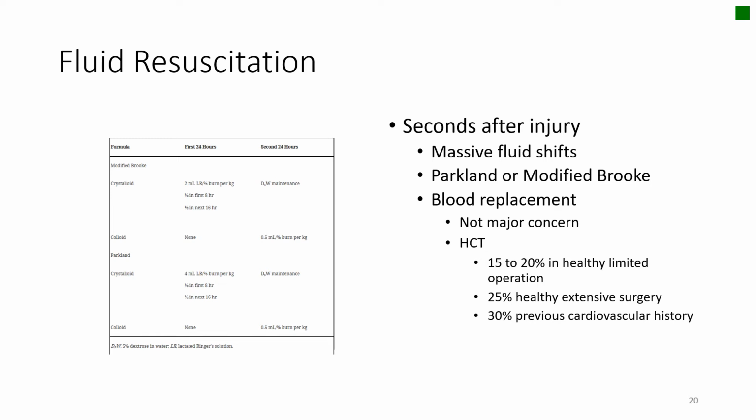Usually blood replacement is not a major concern unless there are other issues going on or other traumas that are coexisting in that patient. Following a thermal injury, transfusion is usually not needed until the hematocrit would be 15 to 20% in a healthy patient that's having a limited operation, 25% if the patient is healthy but having to have an extensive surgery, and 30% would probably be the lowest tolerated level in a patient who is presenting with a pre-existing cardiovascular issue.